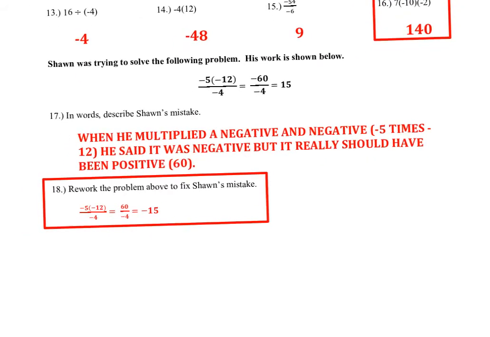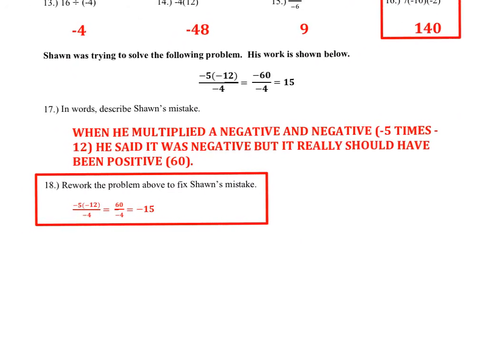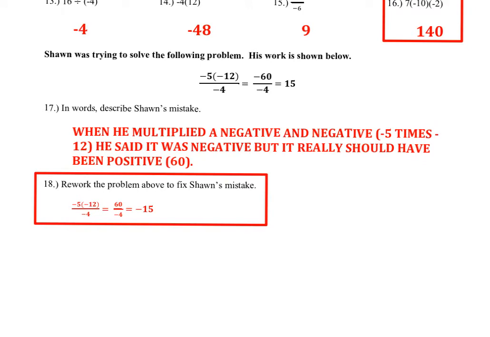Then you went down to this one where Sean was trying to solve the problem. And so the next one we're going to grade is number 18. And the correct answer there should be -15. So you were supposed to rework that problem. I'll go ahead and look at your work when I do the completion grade. You just need to make sure that you ended up with -15 as your final answer.